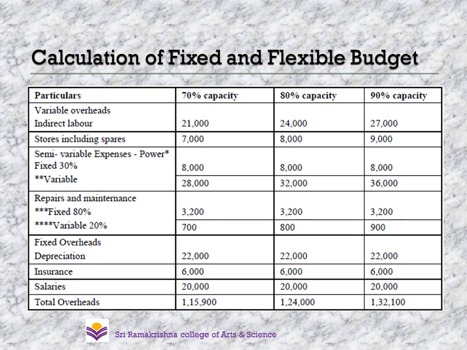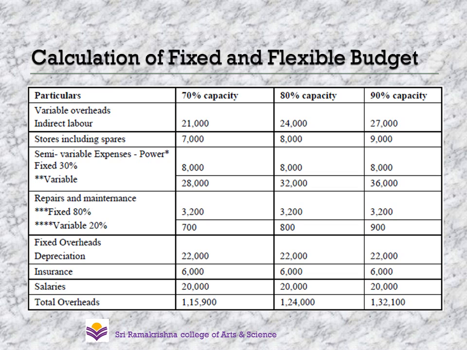So here is an example of calculation of fixed and flexible overhead. Here it is calculated for 70%, 80% and 90% capacity levels, where variable overhead includes indirect labor. To produce goods at 80% capacity level, 24,000 has been expended. For 70%, 24,000 divided by 80 into 70, you will get 21,000. And for 90%, 24,000 divided by 80 into 90, you will get 27,000.